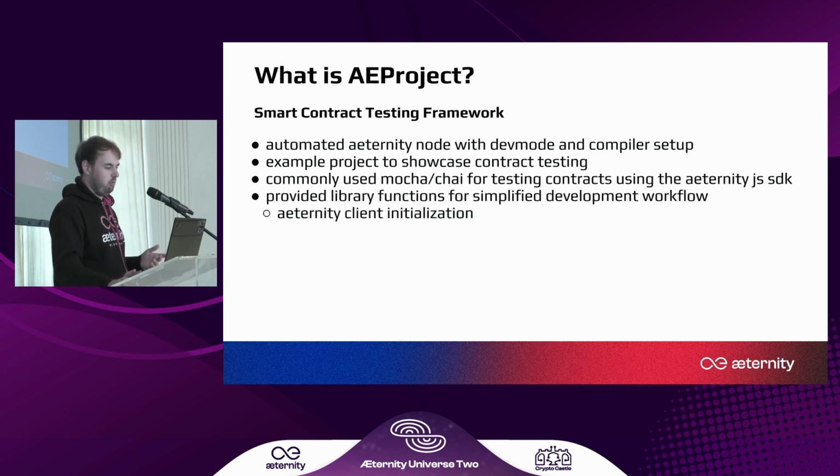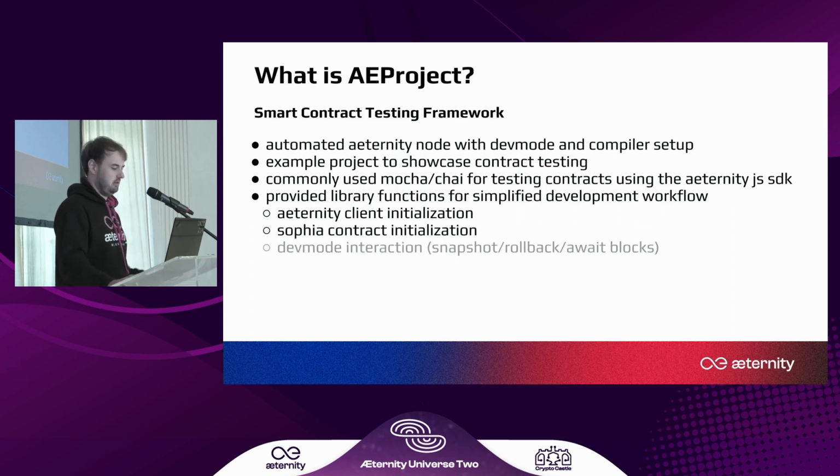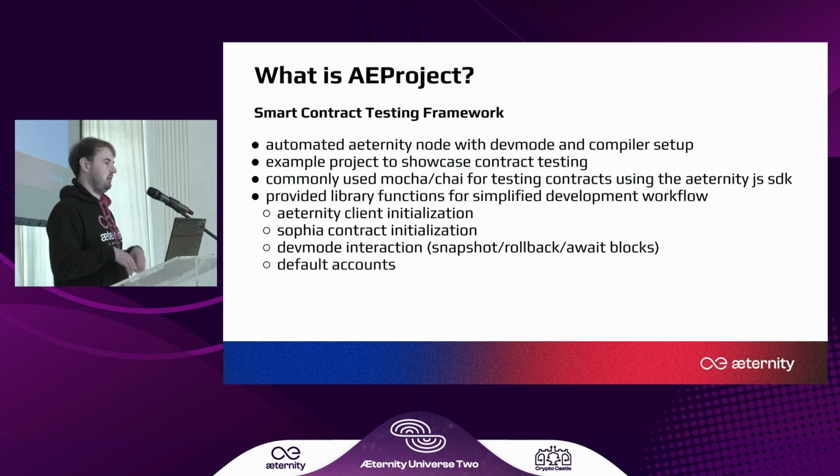So yeah, for the library functions, it helps you to initialize a client. It helps you to initialize a new smart contract. It has all the dev mode interaction, and we have pre-generated some accounts for you to use. So you can, for example, if you test your access control management stuff, you can say account 1 is allowed to do something and another account, let's say account 2 should fail, right? It doesn't have the necessary access.